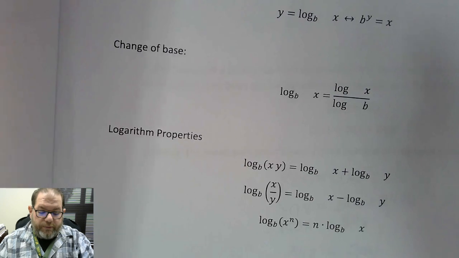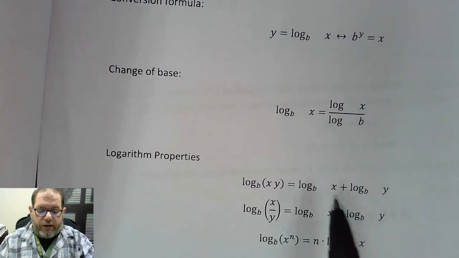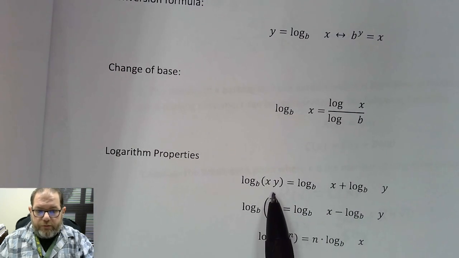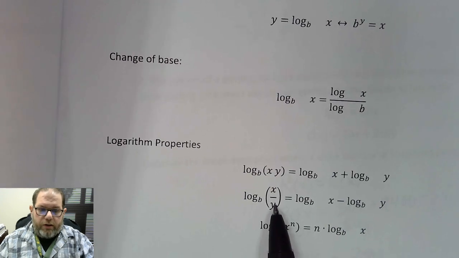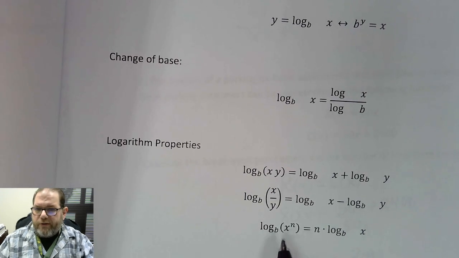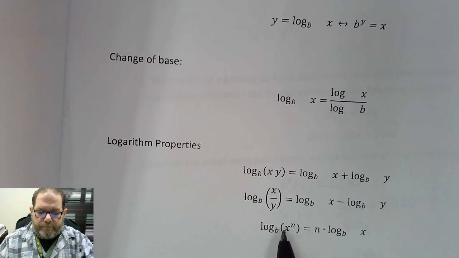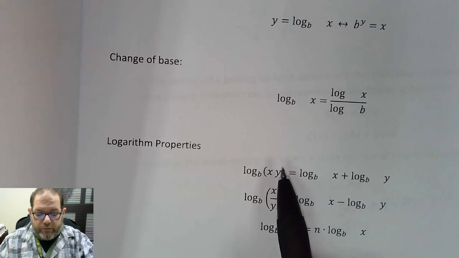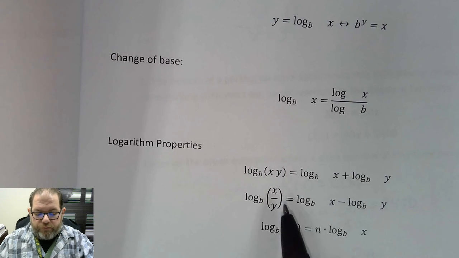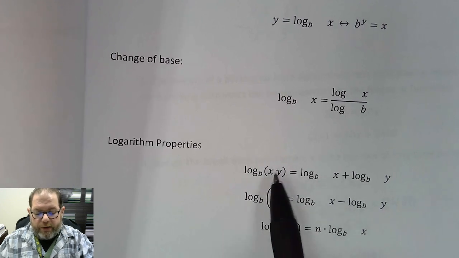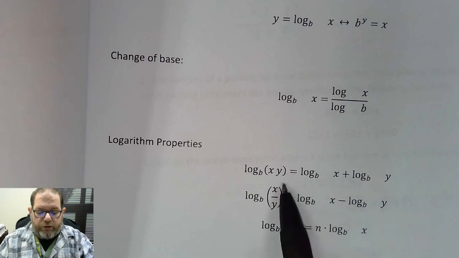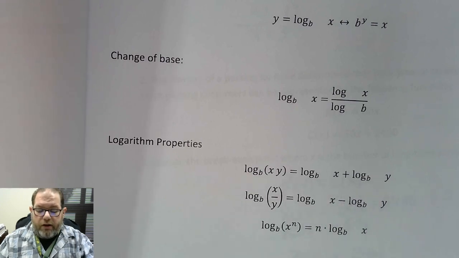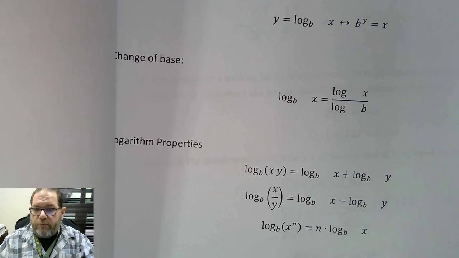So here's our change of base formula, as I mentioned, and then we have our log properties. We have a product rule, we have a quotient rule, and we have our power rule. I believe I talked about these again on Monday this week. Anyway, depending on which one we have, we know we can manipulate the expression in a particular way.